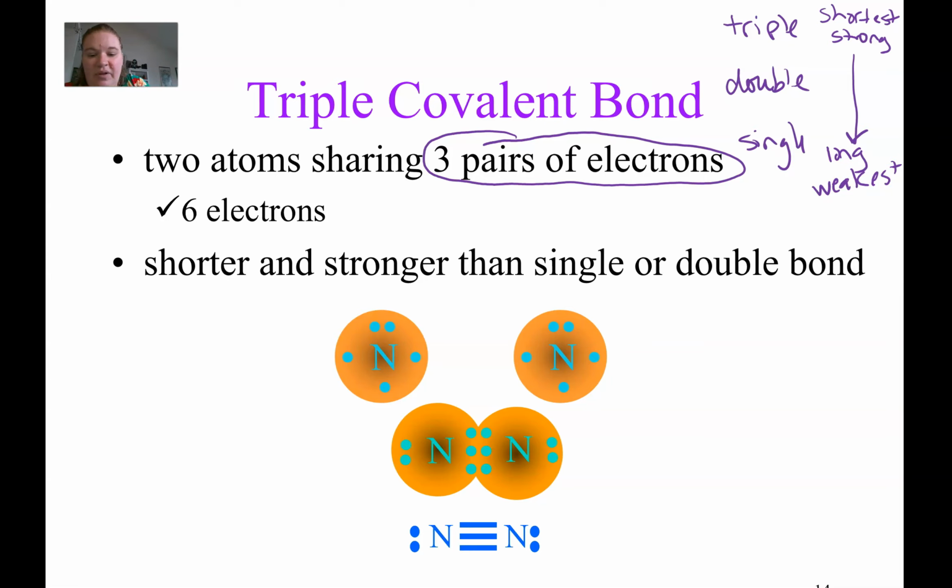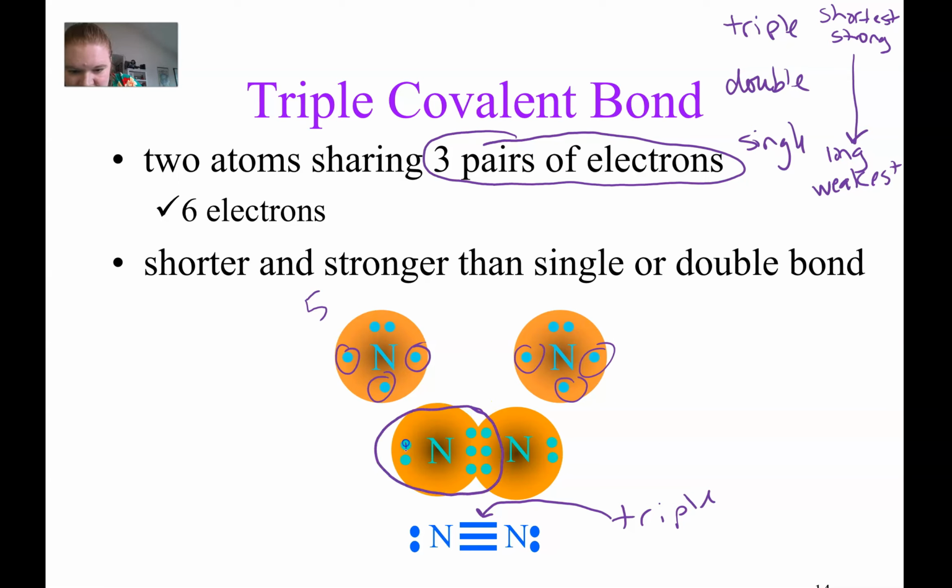And if we look at our example, each of our nitrogens has 5 valence electrons. There are 3 that are unpaired. So if we share those 3, we end up with this triple bond in between them, and we will get our 8 electrons. So if we count what this nitrogen has, 2, 4, 6, 8, and we look at the other nitrogen, 2, 4, 6, 8, they each have that full octet by sharing those 6 electrons in the middle.